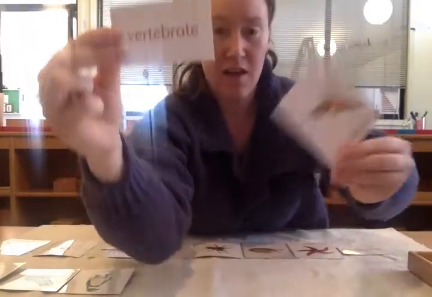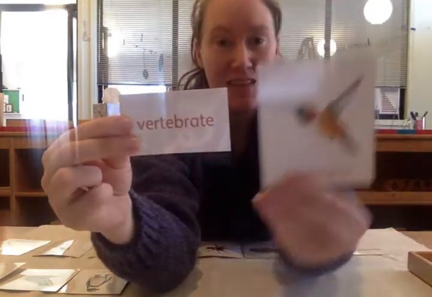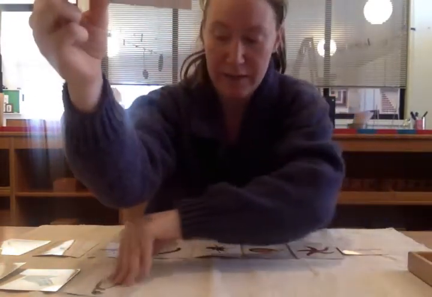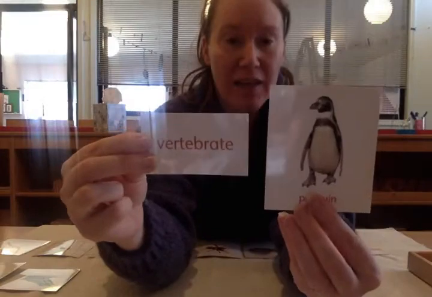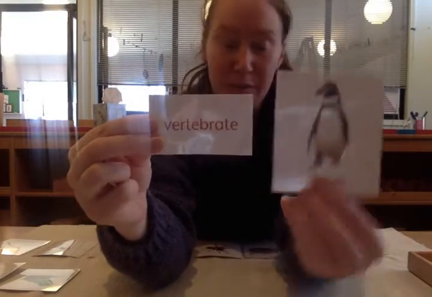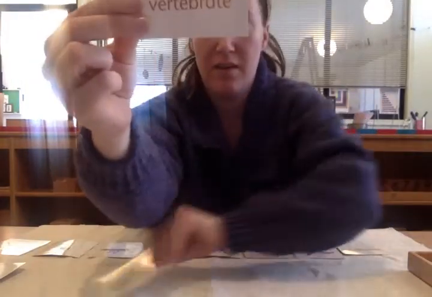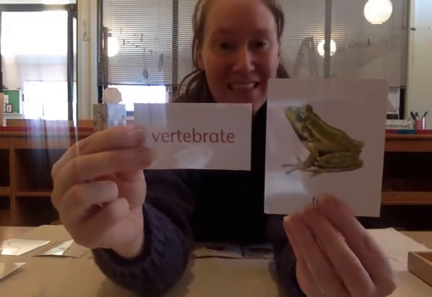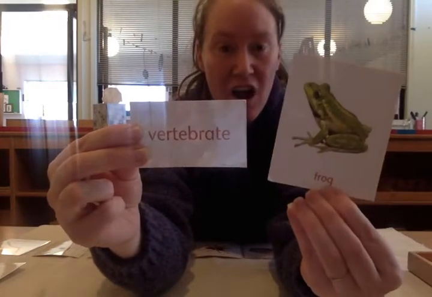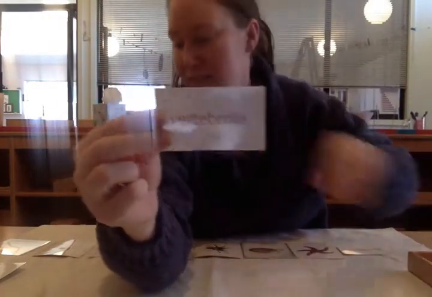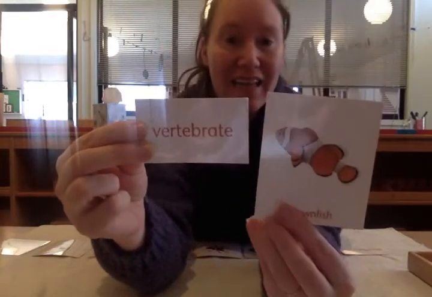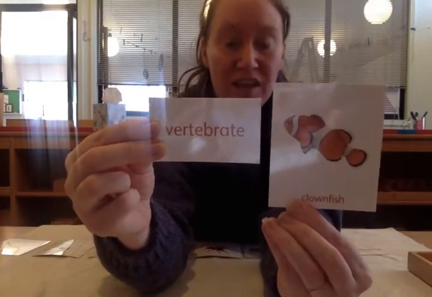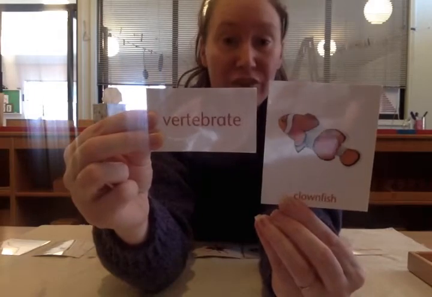Lizards are vertebrates. Hummingbirds are vertebrates and birds. Penguins and marine birds are vertebrates. Amphibians, like the frog, are vertebrates. And clownfish and most fish have a backbone, so they are vertebrates.